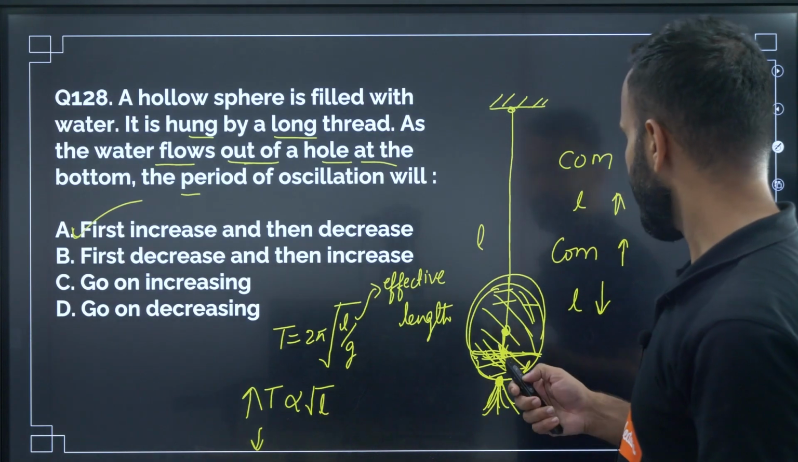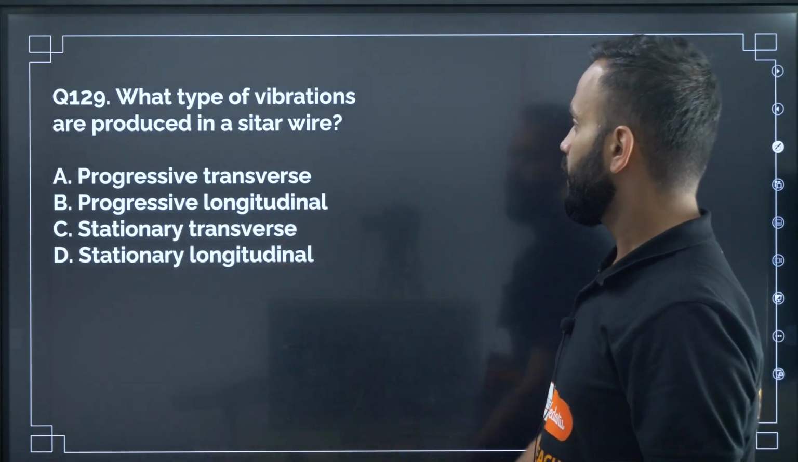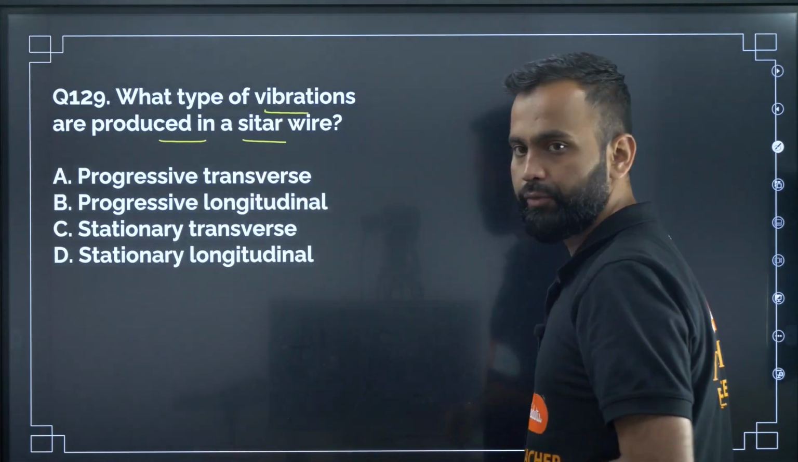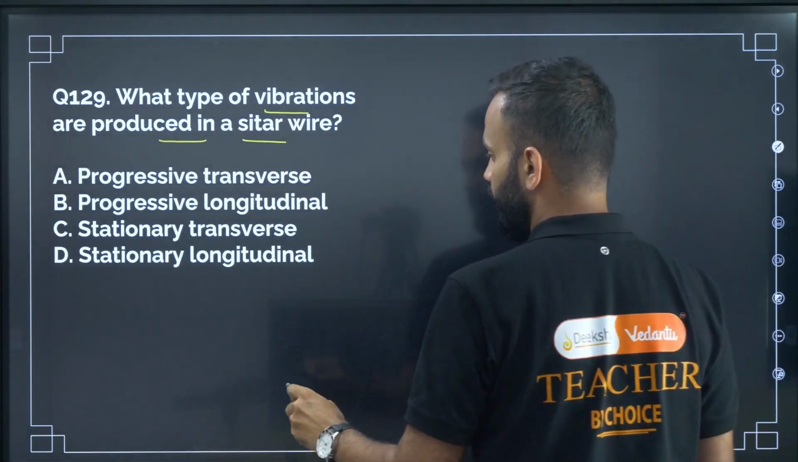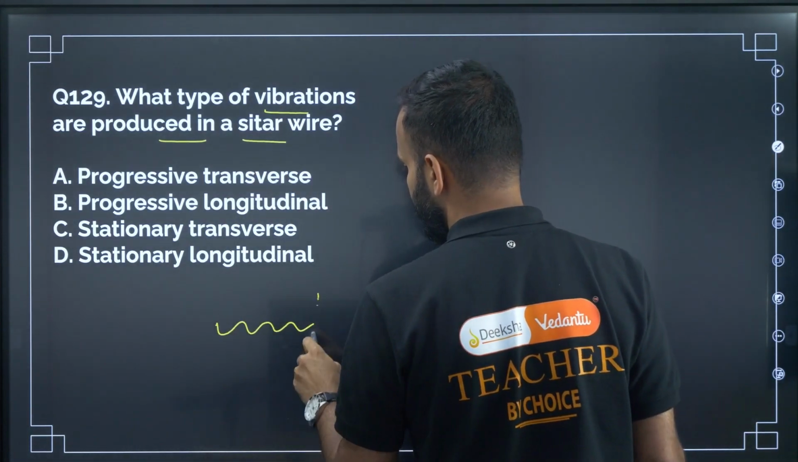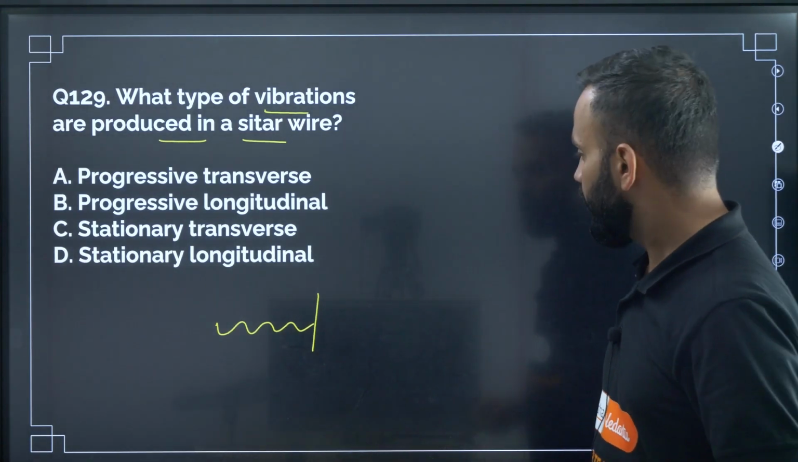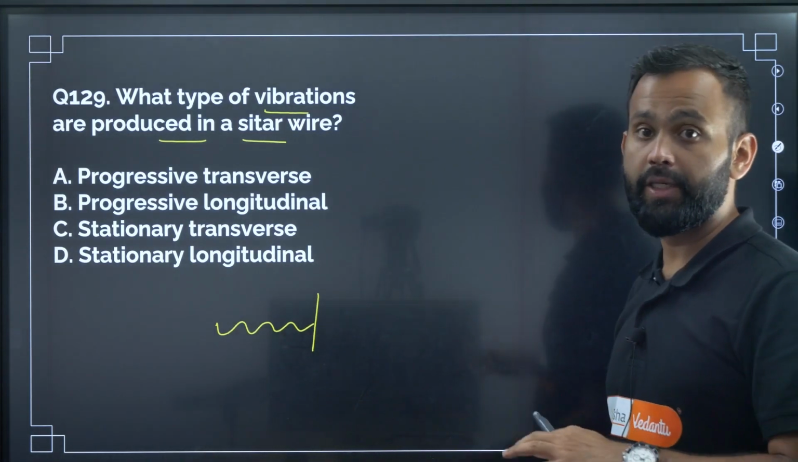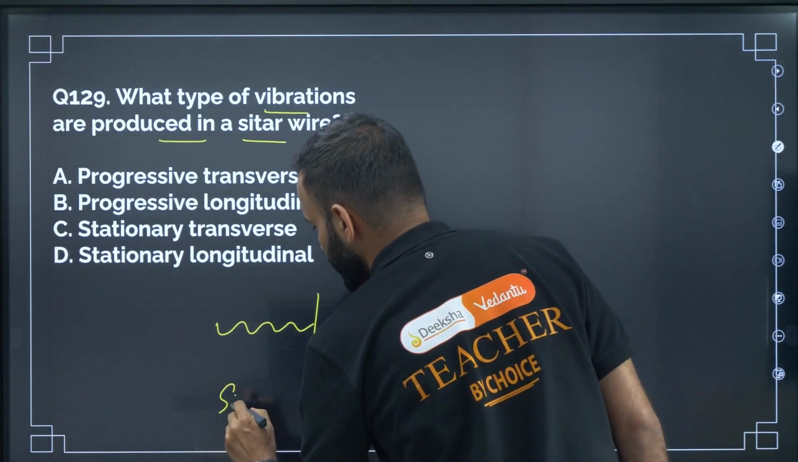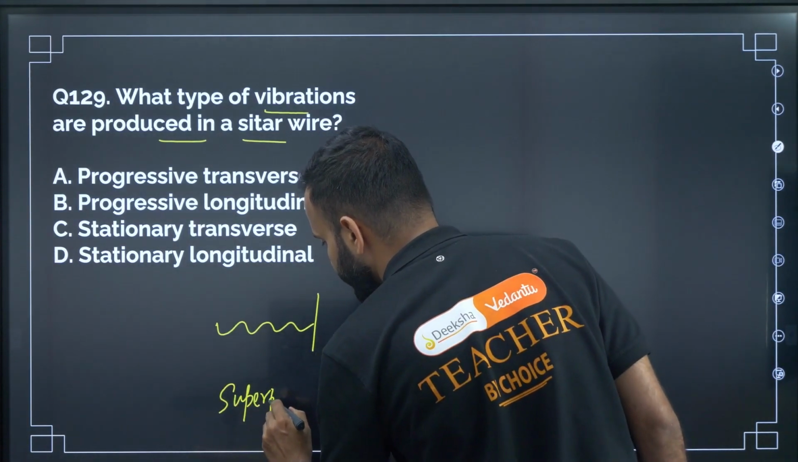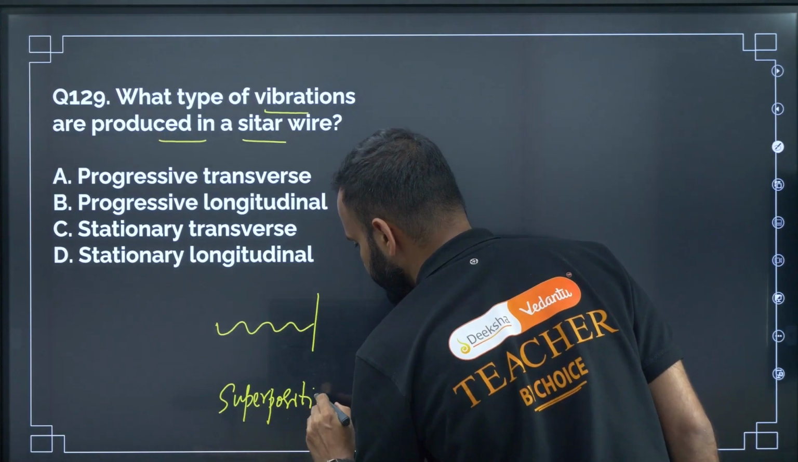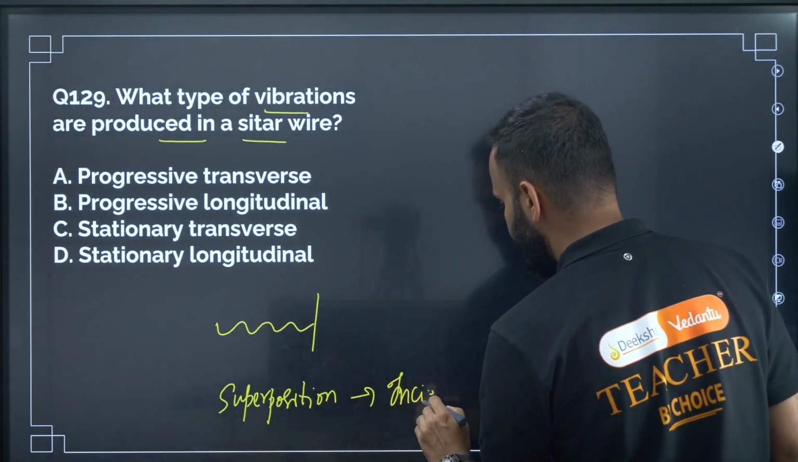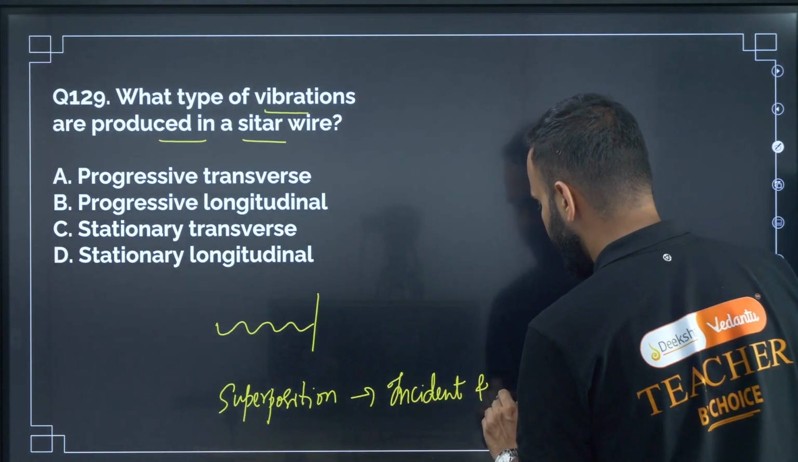Next question, question number 129. What type of vibrations are produced in a sitar wire? When vibration is produced in a sitar wire, superposition takes place, superposition of waves between the incident and reflected wave.